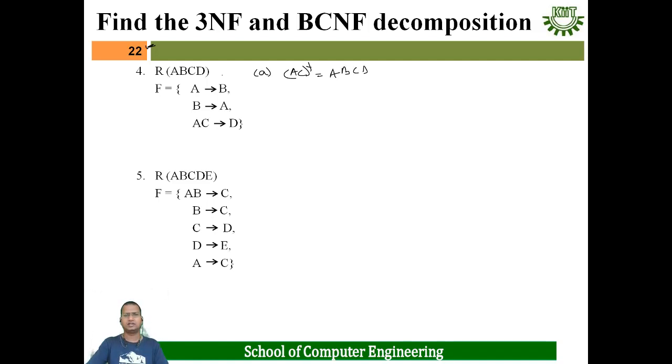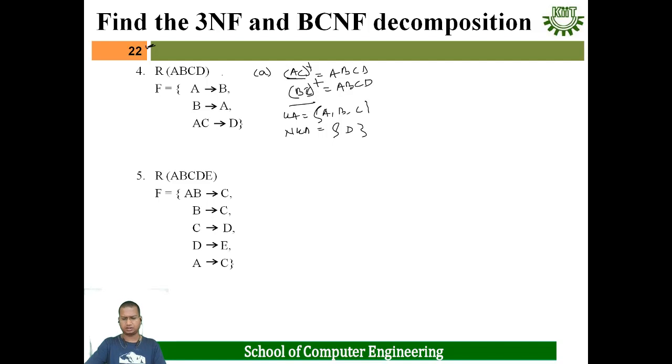But A can be replaced by B. That means the BC closure we also get the same, A, B, C, D. Then B can be replaced by A, then AC. Then D can be replaced. Okay. That means AC and BC are the two candidate keys. Then what are the key attributes here? Key attributes will be A, B, C, and the non-key attribute here is D.